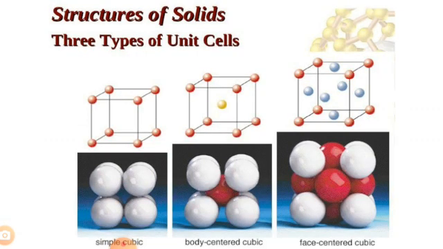First one, that is structures of solids, 3 types of unit cells or 3 major types. First one is a cubic or simple cubic or primitive type. Second one is body centered cubic, and third one is face centered cubic system. As we see in the figure, there is simple cubic, body centered cubic, that is BCC, and third one is FCC, face centered cubic system. So what is simple cubic system?